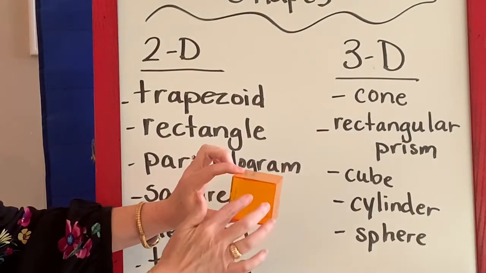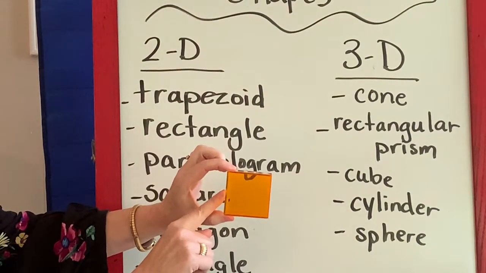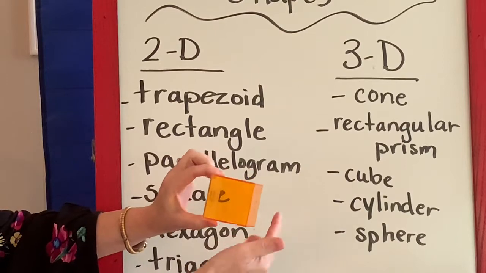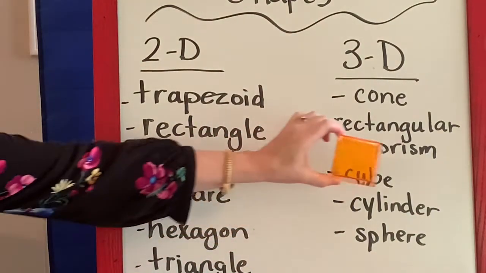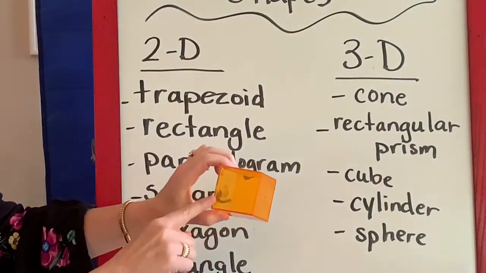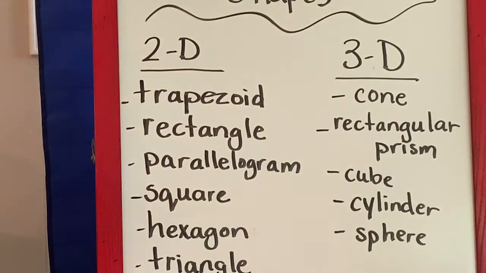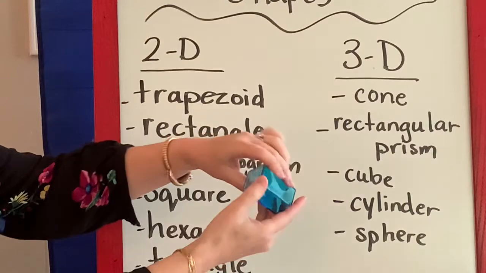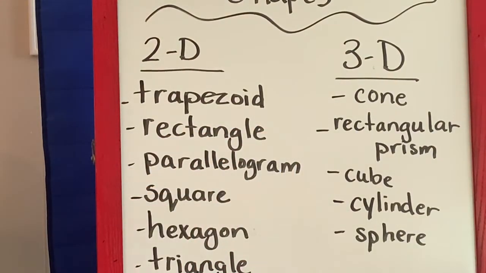We have 1, 2, 3, 4, 5, 6 faces, just like the rectangular prism. And it has 1, 2, 3, 4, 5, 6, 7, 8 vertices, just like the rectangular prism. But this is our cube, because remember, a cube is just made of all these squares put together. The rectangular prism, it's got squares on the ends and then rectangles throughout. So again, that was our cube.